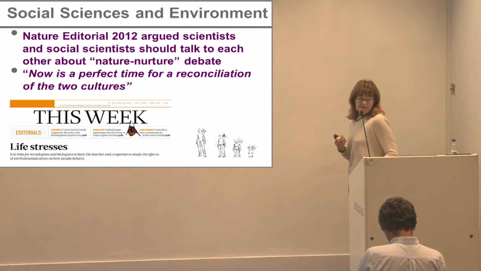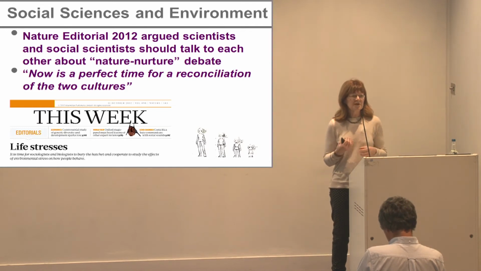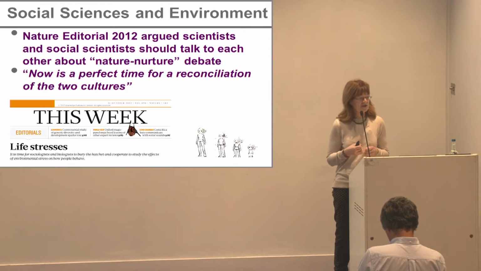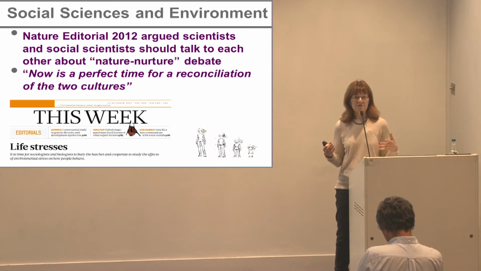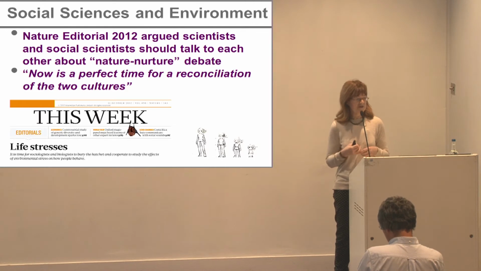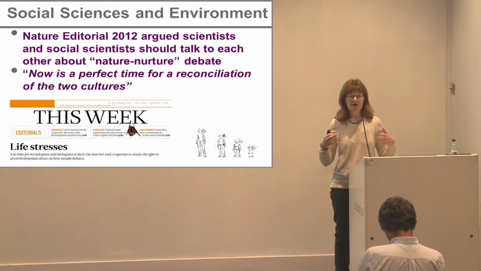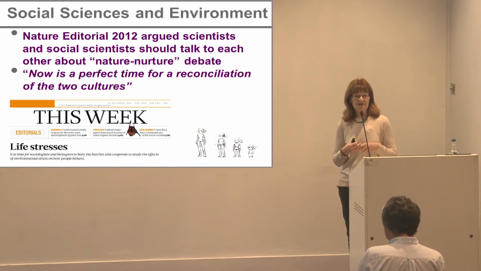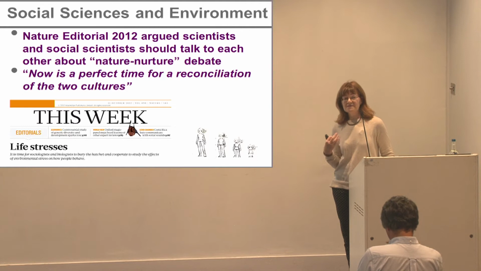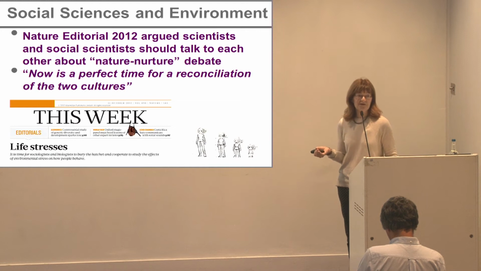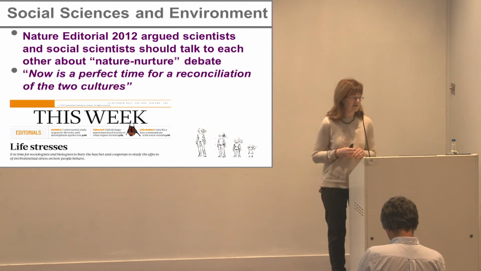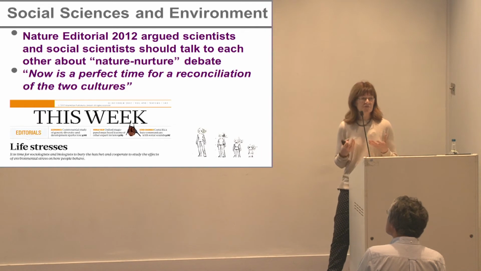Now, in terms of social sciences and the environment, there was a really important editorial that came out in 2012 in Nature, where it talked about how epigenetics provided a really excellent opportunity for interaction and debate between social scientists, and how we can therefore tackle, using epigenetics, the nature-nurture argument that has been raging for quite a long period of time. In fact, there's still an argument, I think, raging between geneticists and epigeneticists about the respective values of their subdisciplines, but that's an argument for another time. But the Nature article said this was a perfect time for reconciliation of the two cultures.